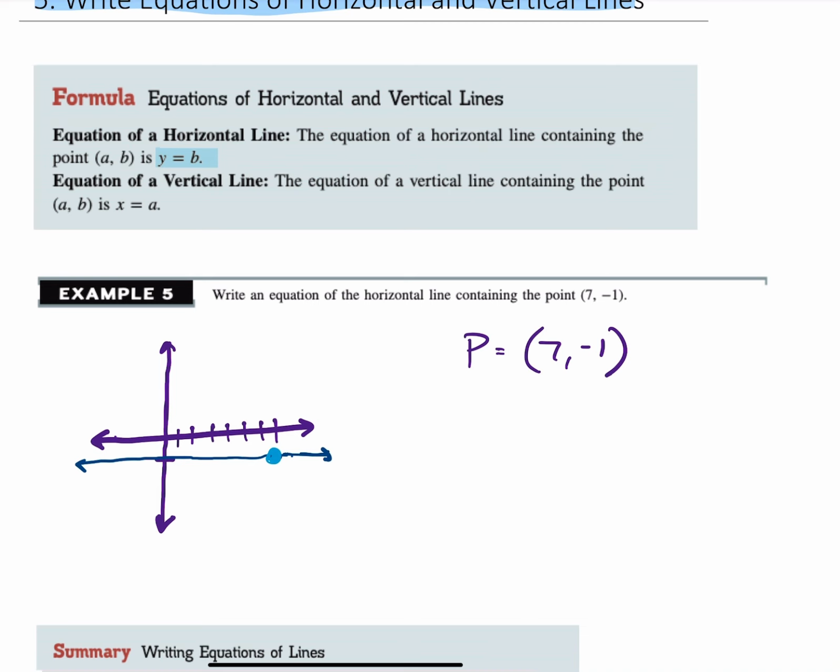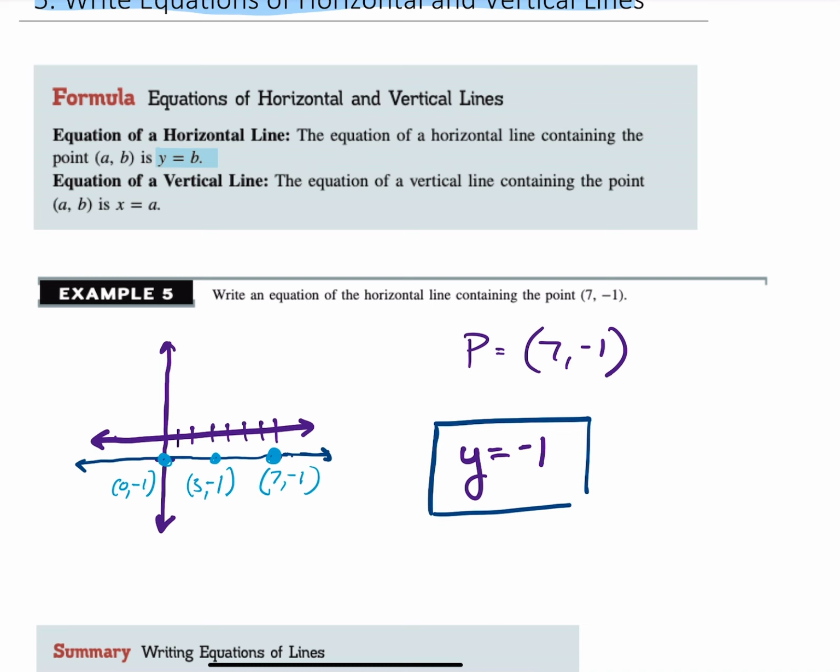So any point on this line will have this y-coordinate of -1. Say like the intercept over here would be 0, -1. This was our point 7, -1. Or we could go over here. This looks like it would be 3, -1. So x can be anything. It doesn't really matter what x is. y will always be equal to -1. So that's how we describe the formula. We can just say y will always equal -1. And in this case, it doesn't even matter what x is, so x doesn't show up in the formula at all.